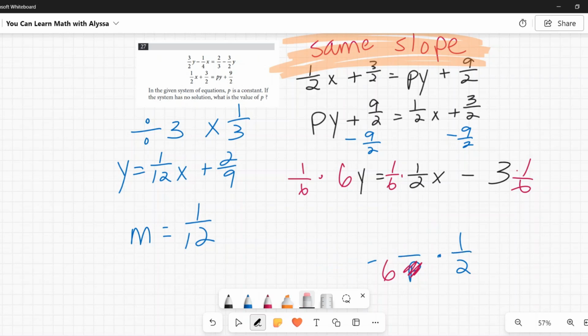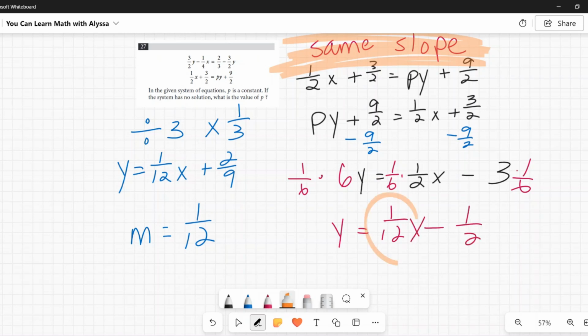Let me erase this down here. And then on the left, I would just have y. And then right there, I would have 1/12 x. And I would have minus 3/6 or 1/2. And hey, we've got it. There's our 1/12 x, 1/12 x. They both have the same slope. So what we said here, that p is 6, is correct. And that is my answer.